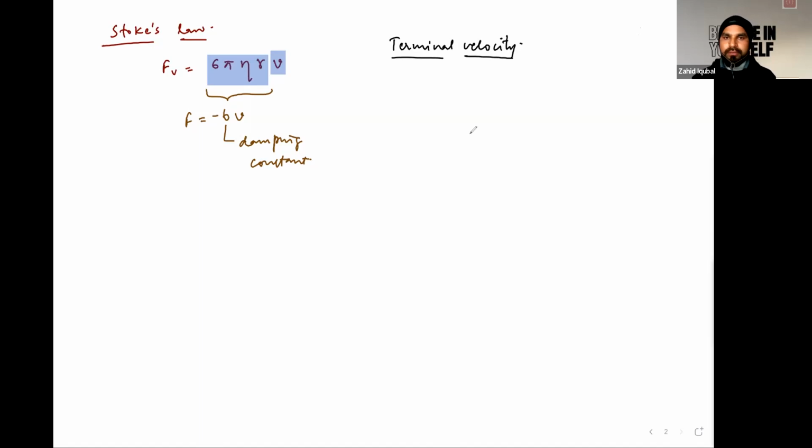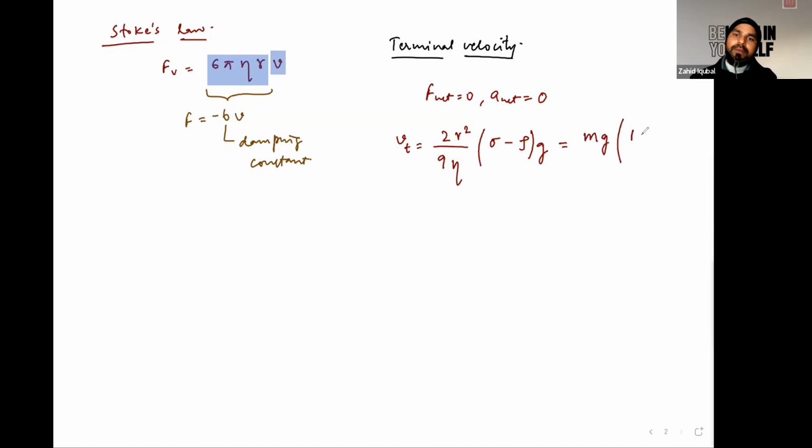So if the velocity of the body becomes constant, the net acceleration and net force at that point will be zero. So F net will be zero, and similarly net acceleration will be zero. So terminal velocity will be 2 times r square by 9 times eta, bracket sigma minus rho, times gravity. In terms of mass, it will be m times g, bracket 1 minus rho by sigma, divided by 6 pi eta r.